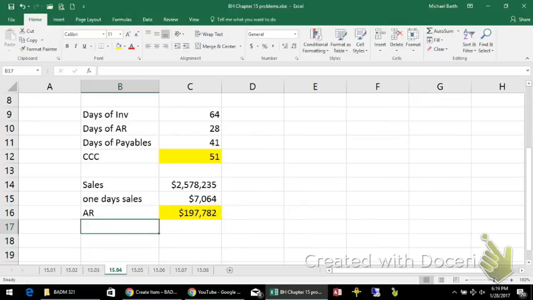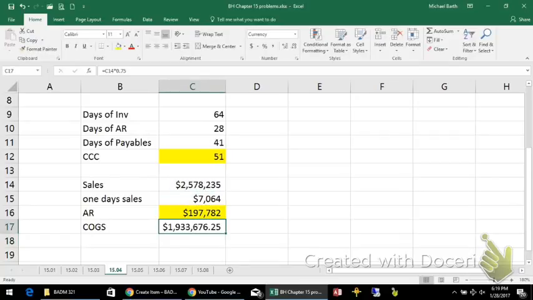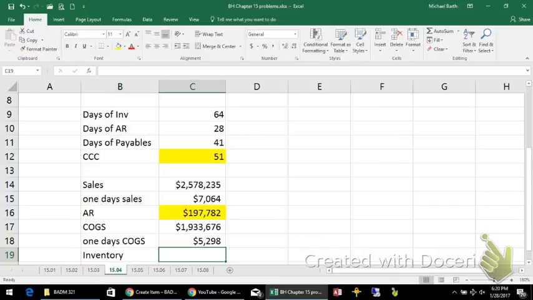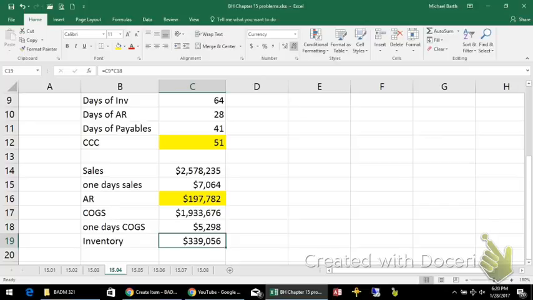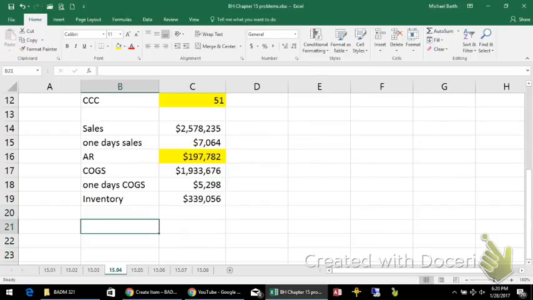Cost of goods sold is 75% of sales, so the cost of goods sold per year is about $1.93 million. And if we convert that into a day, one day's COGS. So if I wanted to calculate the total amount of the inventory, by definition, if there's 64 days of inventory and the cost of goods sold is $5,298 a day, then inventory sits at $339,056.